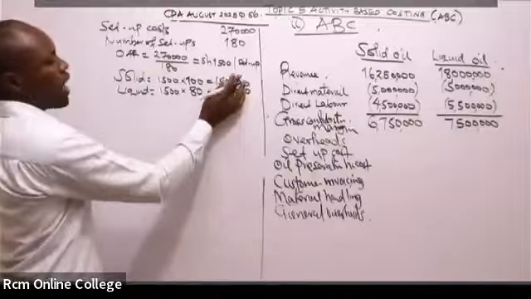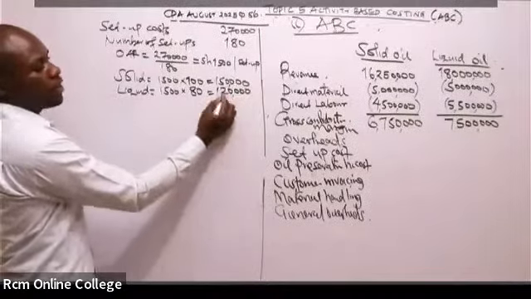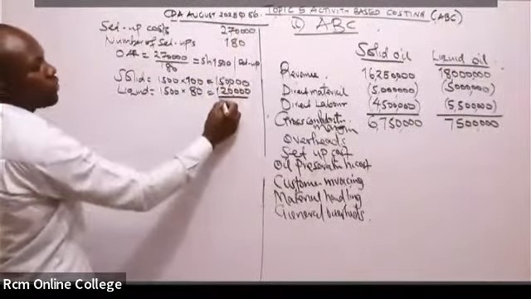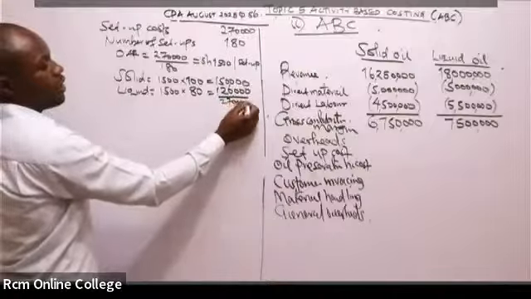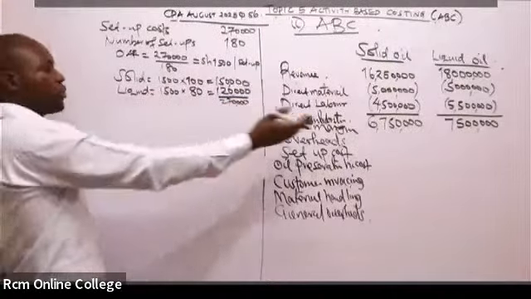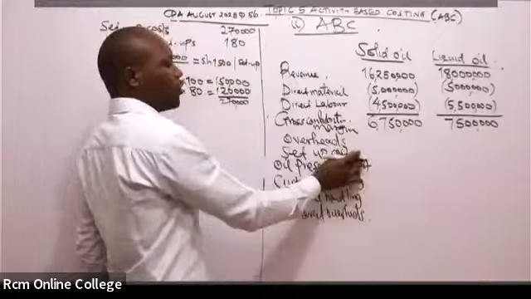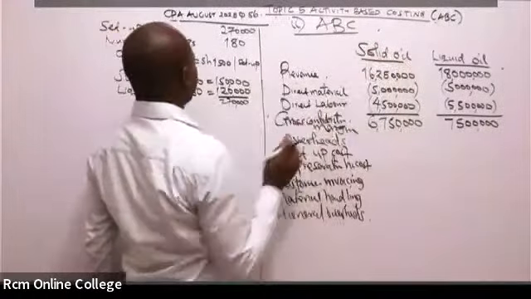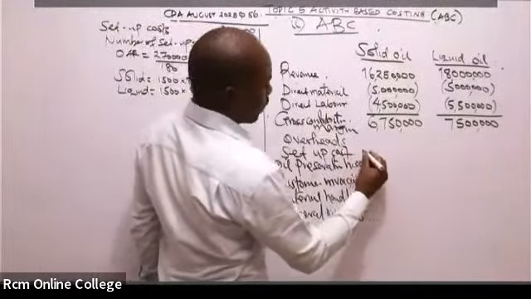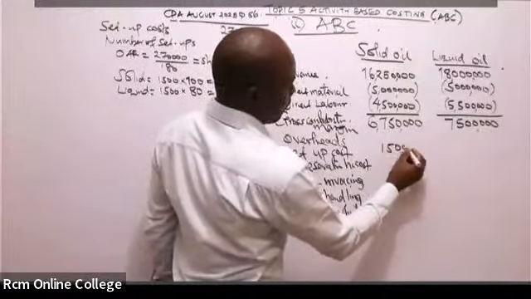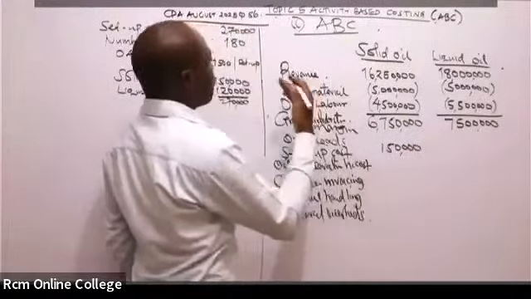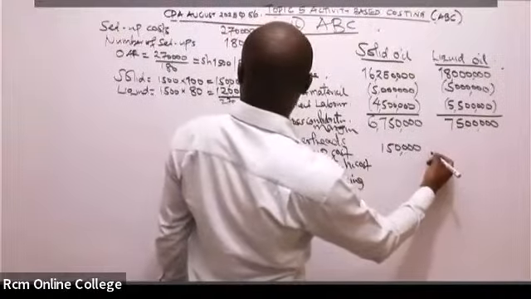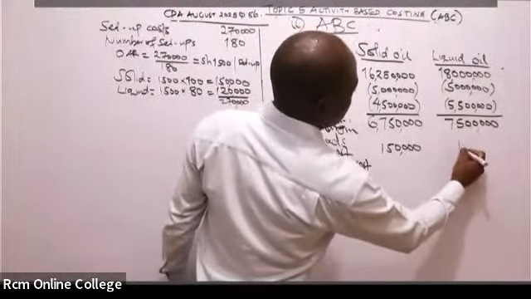Is it true that when we add back these overheads that are shared, we are getting back to the original amount of 270,000? Yes. Then it means our workings are correct. We proceed to this section. So the setup cost for the solid oil is 150,000. For the liquid it is 120,000.